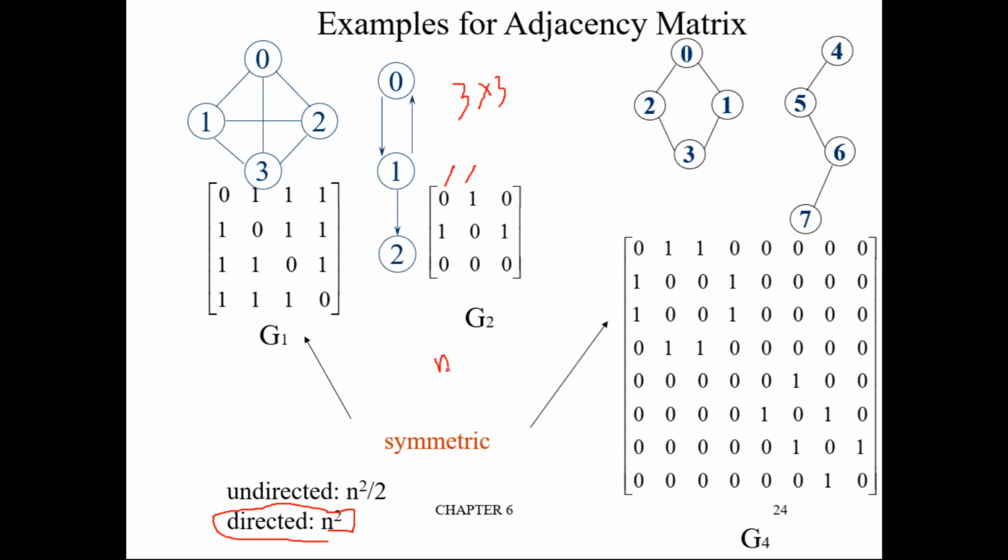N square searches. But if you want to find the number of edges in an undirected graph, then also you have to perform n square searches and add everything. But finally, to calculate the number of edges, the formula is n square by 2. That is, add up everything and divide that by 2.